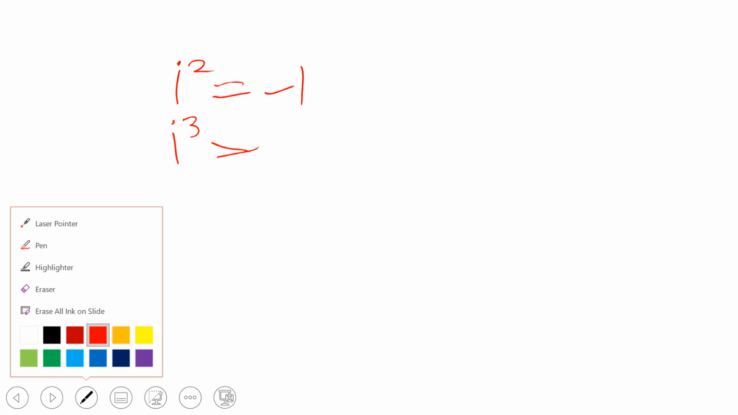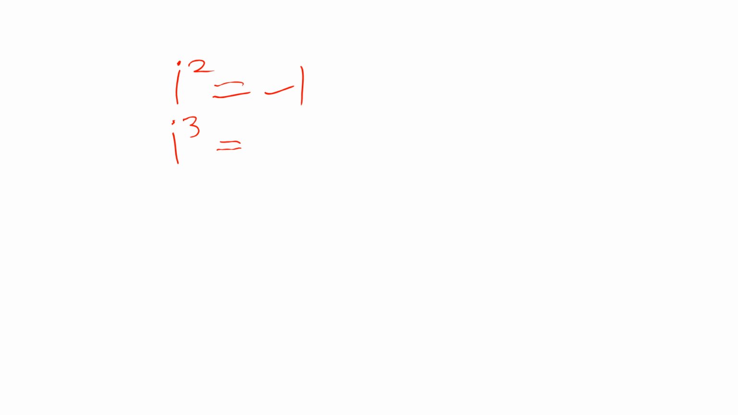And there's a couple of powers you need to memorize when it comes to i. I recommend you memorize these. First off, i squared, we know it's -1. i cubed is i squared times i, which is -1 times i, so -i. So -1 multiplied by i is -i.